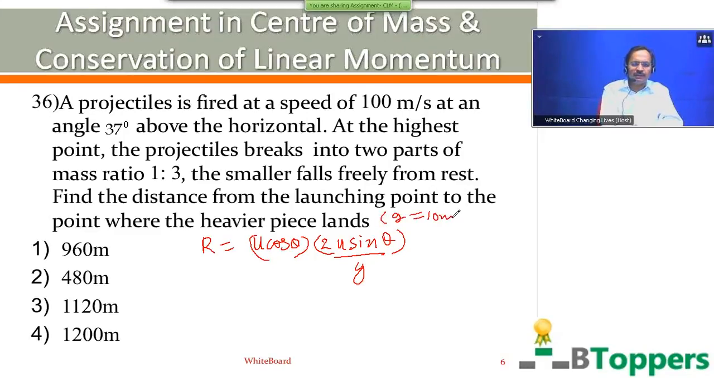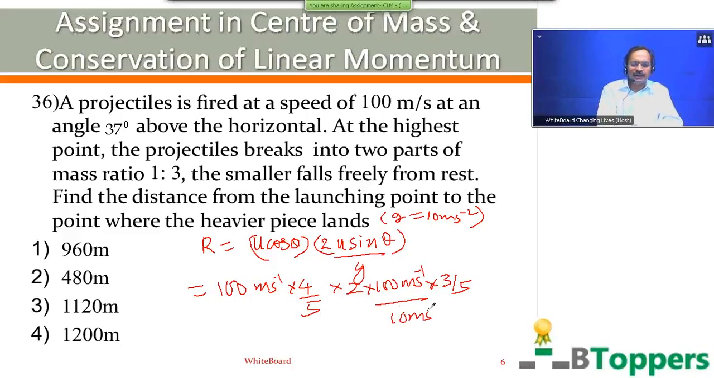Here g, you take it as 10 meter per second square for this problem. U is 100 meter per second. Cos theta is cos 37 degrees here, that is equal to 4 by 5. Sin theta is sin 37 degrees, which is equal to 3 by 5. And g equal to 10 meter per second square. Come on, calculate the range R here.